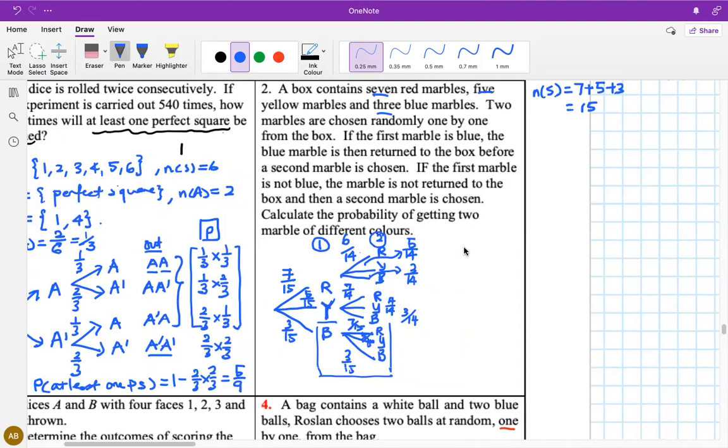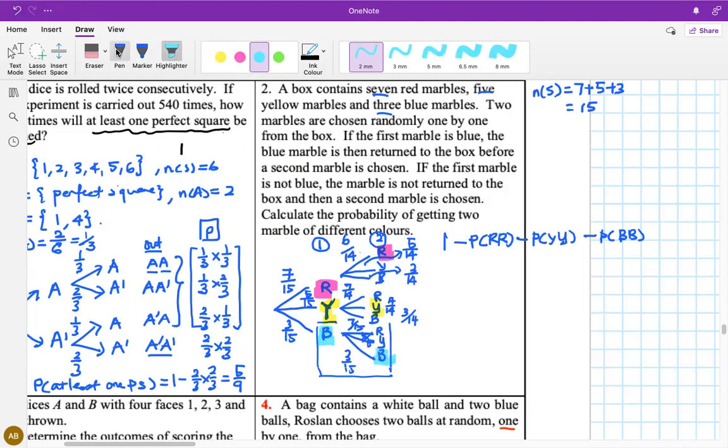So now we want to find out the probability of getting 2 different colors marble. So what we do is we use this formula, 1 minus the probability of getting 2 red and minus the probability of getting 2 yellow and minus the probability of getting 2 blue. So what we are looking at is actually red, yellow, and blue. Hold on, I think I used the wrong highlight color.